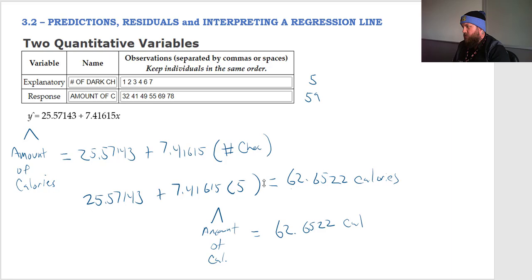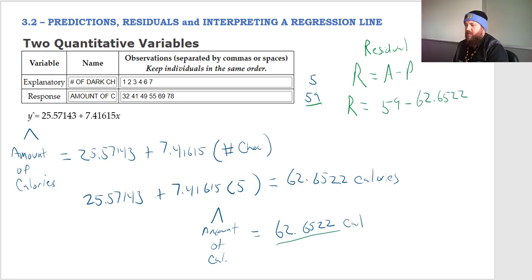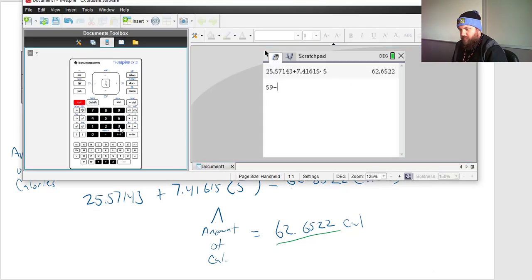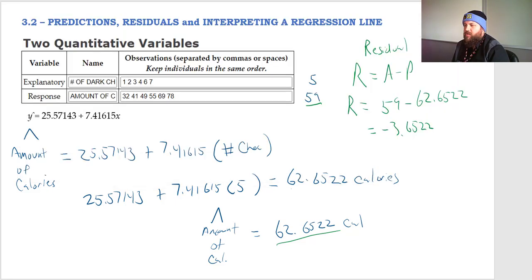To do that, we're going to use our equation for the residual. The equation for the residual is actual minus predicted. In this case, our actual value was 59, and our predicted value was 62.6522. If we subtract that, we should get negative 3.6522.